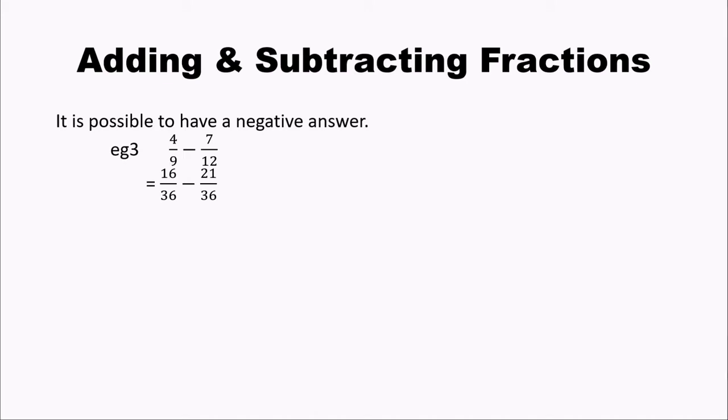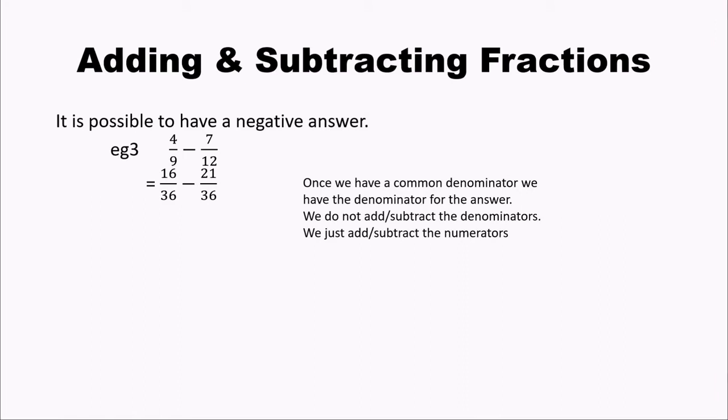So I've done 9 times 4 gives me 36, and 4 times 4 gives me the 16. And then I did 12 times 3 gave me 36, and 7 times 3 gave me 21. So I now have a common denominator, and that's the denominator of our answer. Our answer will have a denominator of 36. The numerators need to be subtracted. So I'll do 16 minus 21 at the top, and 36 is my denominator at the bottom.